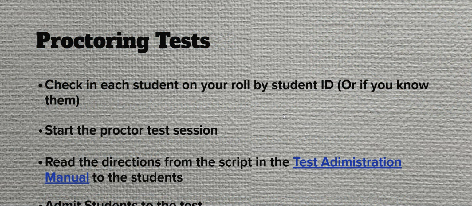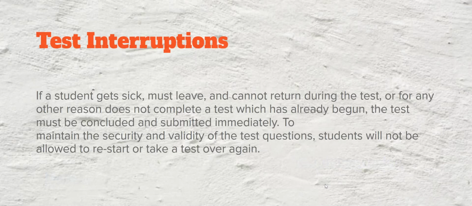Again, just check every student on your roll. Or if you know them, you can use the student ID, or if you know them, you can be like, yeah, that's you. Start the proctor test session. Read the manual script. Here's the link. So if you're doing the science test, make sure you're reading the science script. And then you admit the students to the test, and that's pretty much it. And then you just watch them.